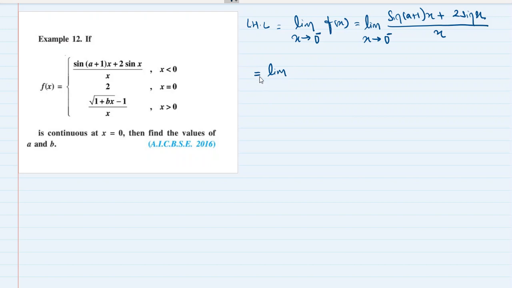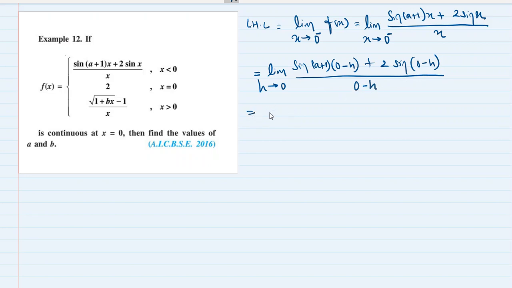limit h tends to 0. Now I'm just replacing our limit from x tends to 0 minus to h tends to 0. So wherever there is x, I have to put 0 minus h. Sine of (a plus 1)(0 minus h) plus 2 sine of (0 minus h), the whole upon 0 minus h.